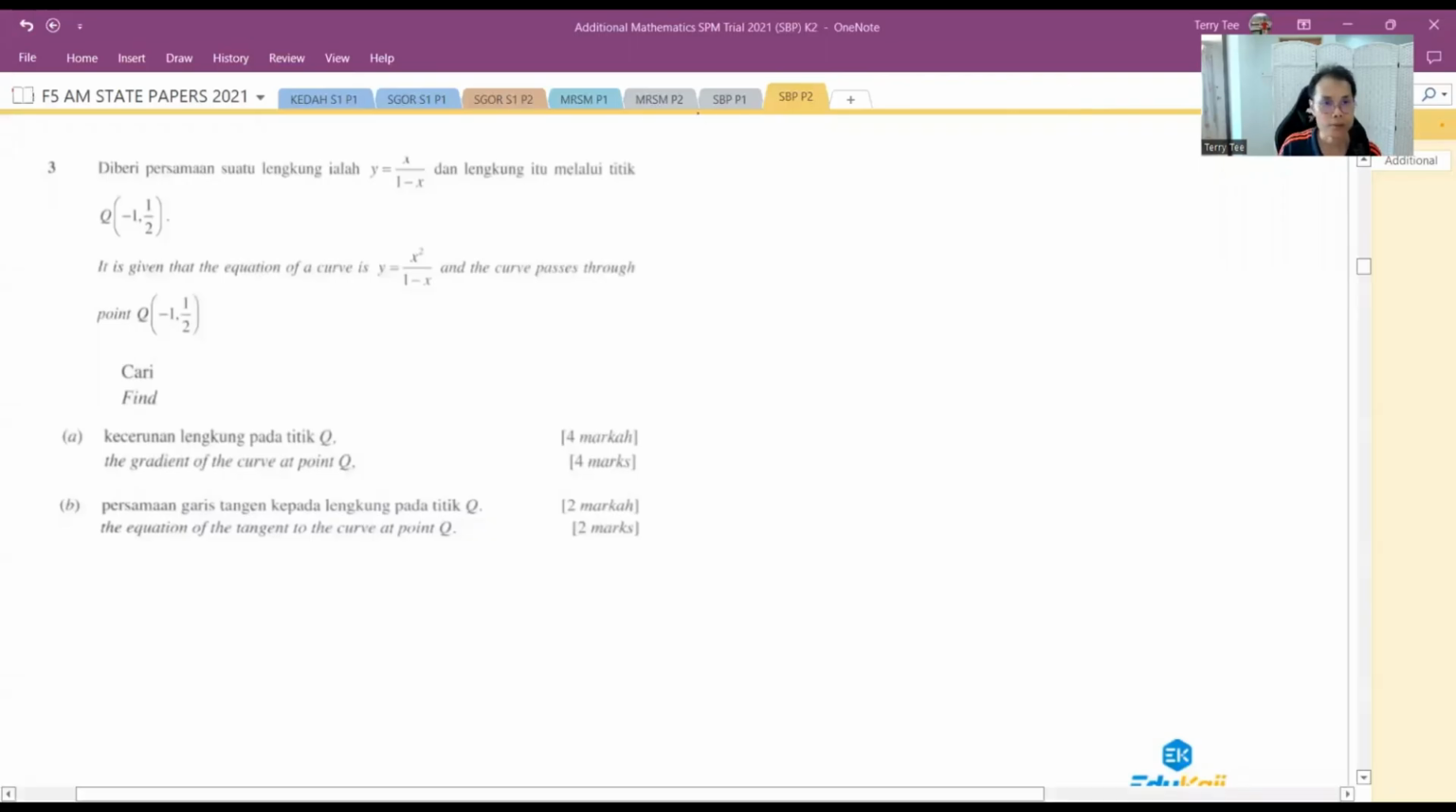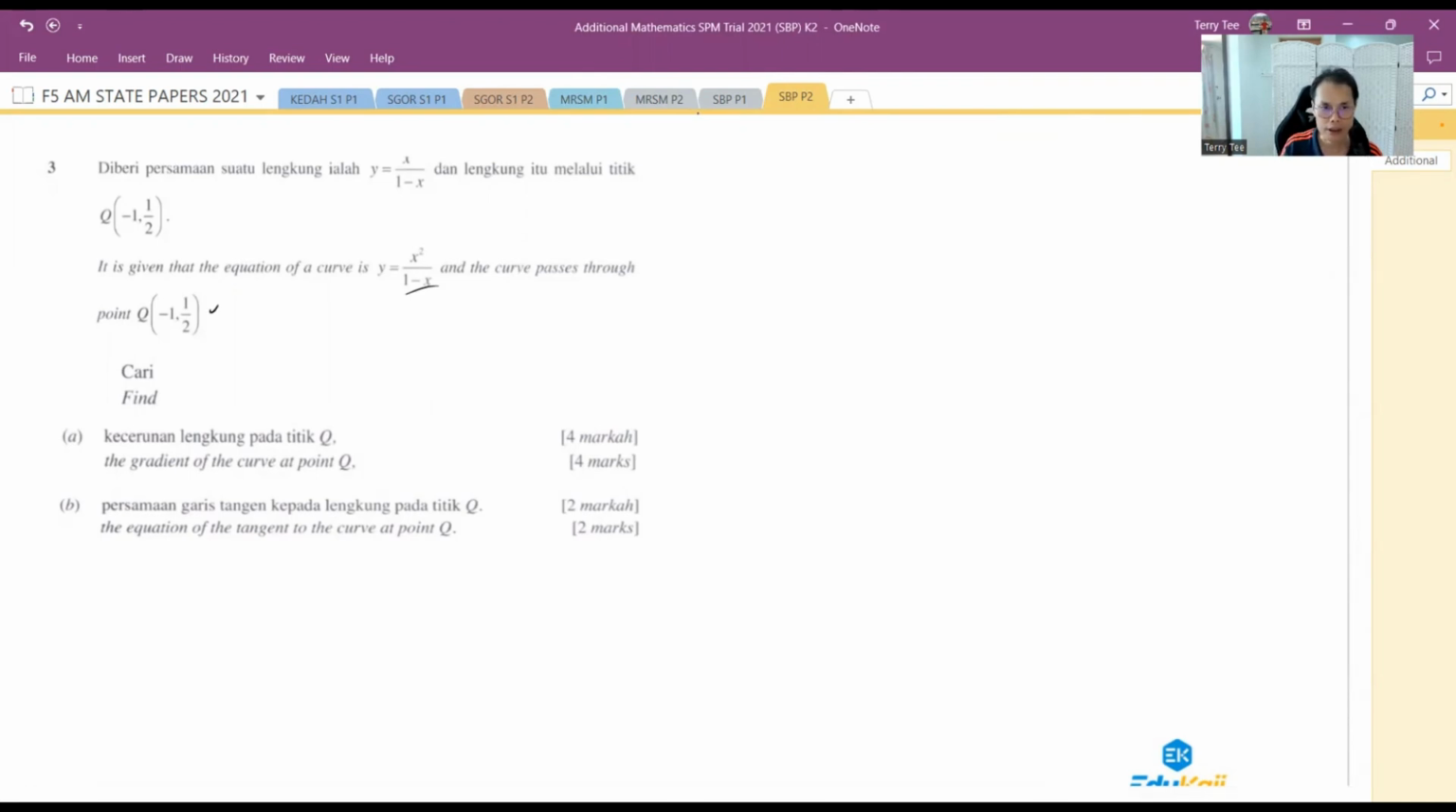Okay, next question, question number 3. This is from Form 5, Chapter 2, Differentiation. First you're given the equation of the curve y equals x squared over 1 minus x, and the curve passes through point Q. Find the gradient of the curve at point Q.